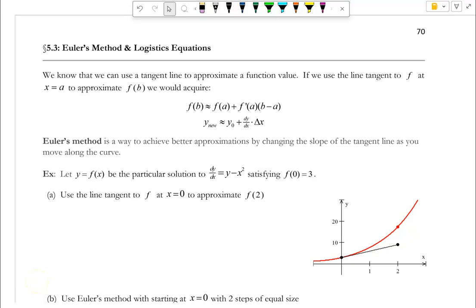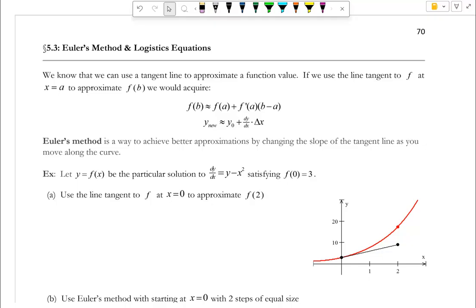In Unit 5, Lesson 3, we are going to cover two pretty important topics. One is using Euler's method to approximate a particular value of a function, and then our next topic will be logistic equations and using logistic growth models.